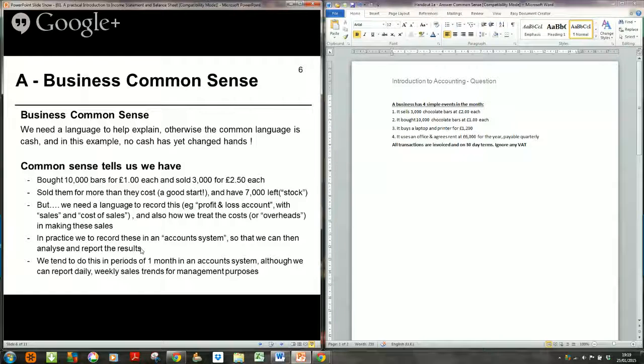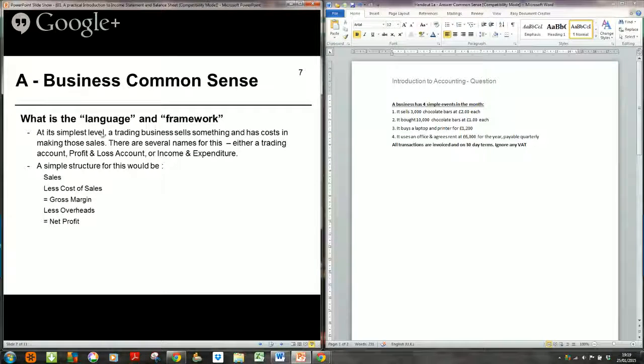Now, we tend to do that in a period of 1 month for an account system, although we can report daily, weekly trends for management purposes that aren't necessarily in the account system and really are just around, well, how much are we selling? Are we making any money on what we're selling? How does it compare to last month? How does it compare to the budget? How does it compare to the trend? Now, that to me is the common sense of the financials, and you don't need to know anything about an accounting system for that. You just need to understand numbers.